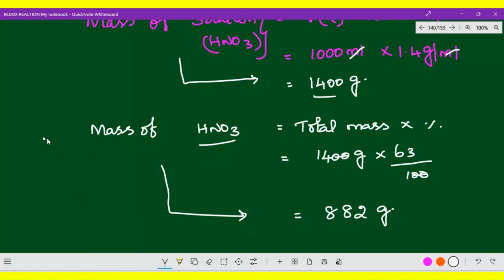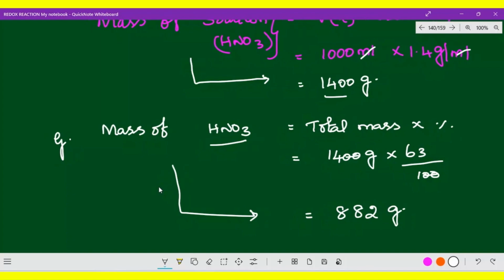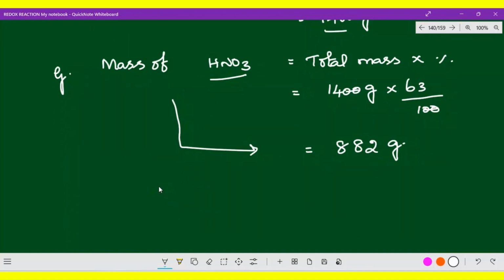So we can make it, it's a given mass. Now, we can find out the molarity. Molarity is nothing but moles per volume in liter. So here we have to identify the given mass. What is the given mass? This is the given mass.